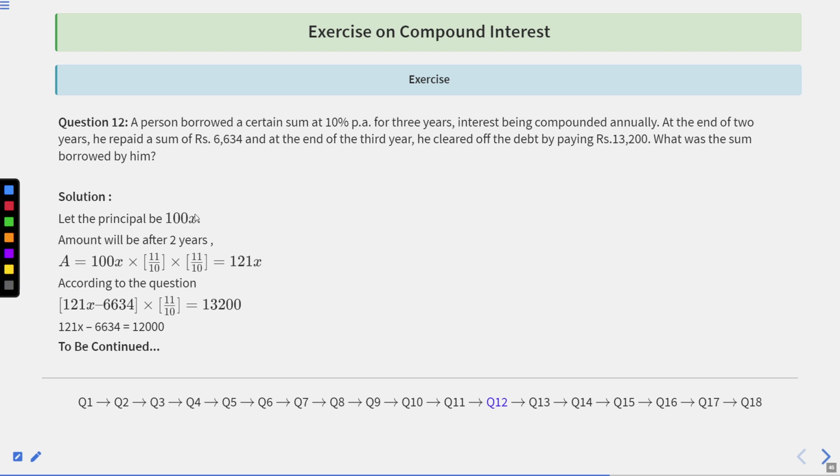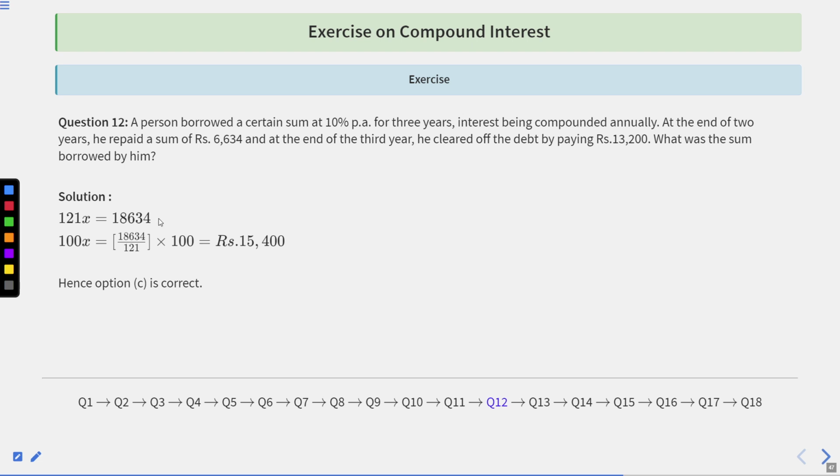So let the principal be 100x. So the amount after 2 years will be A equal to 100x times 11/10 times 11/10, that is 121x. So according to the question, (121x minus 6634) times 11/10 equals 13,200. So we have 121x minus 6,634 equal to 12,000.